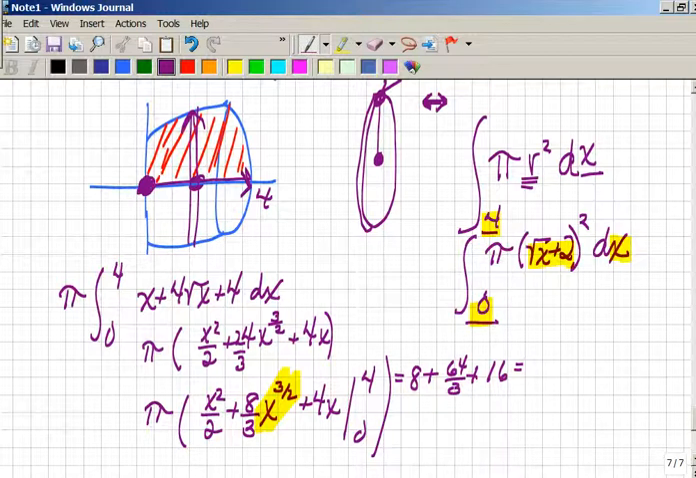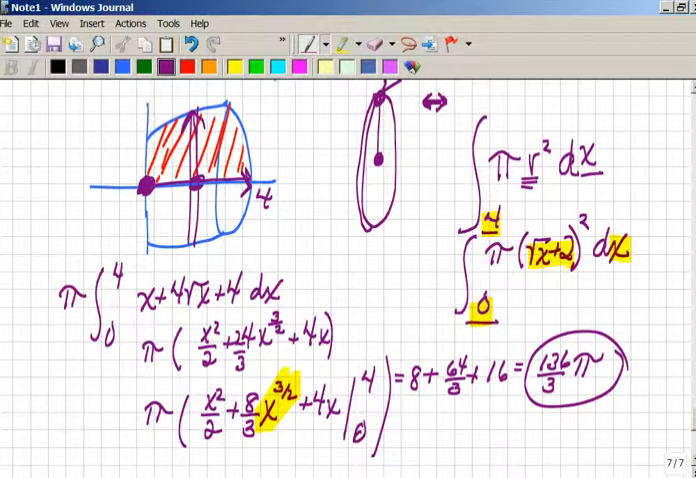8 plus 16, that's 72/3, plus 64/3 is 136/3, if my arithmetic is working. And thank goodness we have a 0 on the bottom, so that gives us 0. So we end up with a total of 136/3. And don't forget our little pi friend over there. Volume, 136 pi over 3.